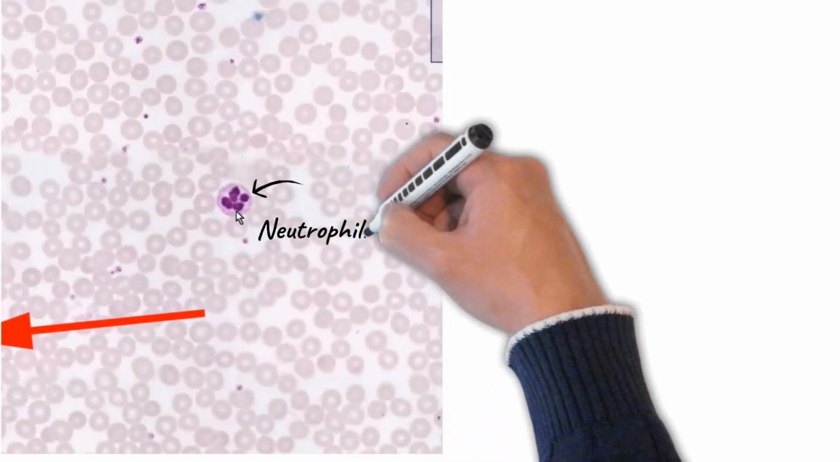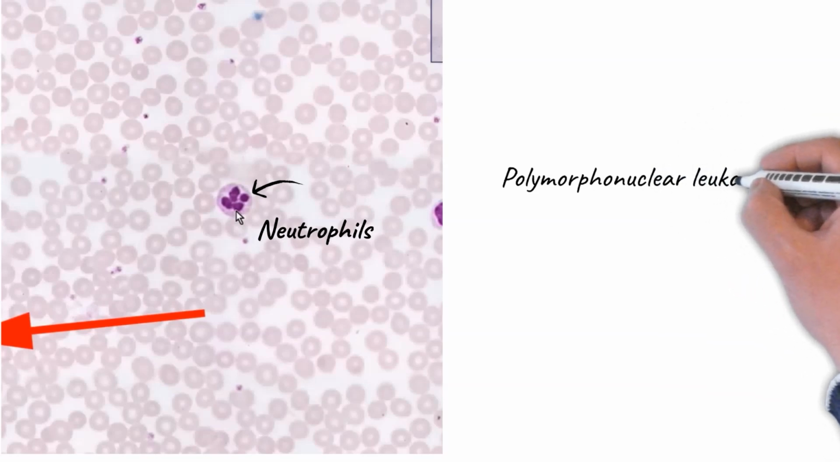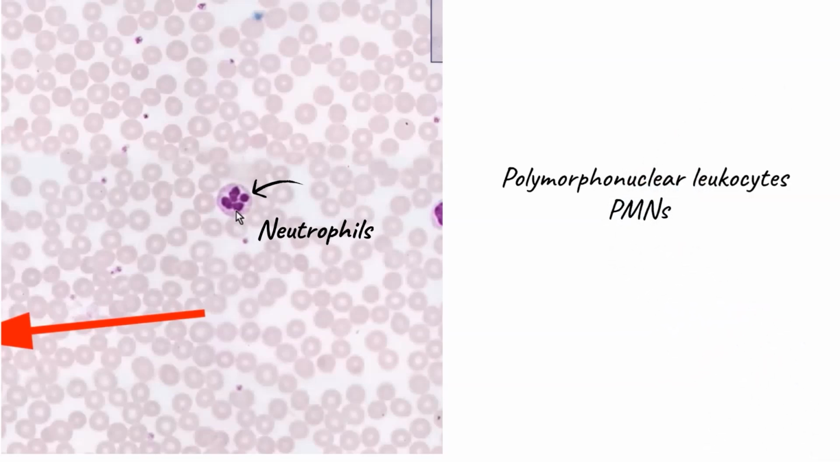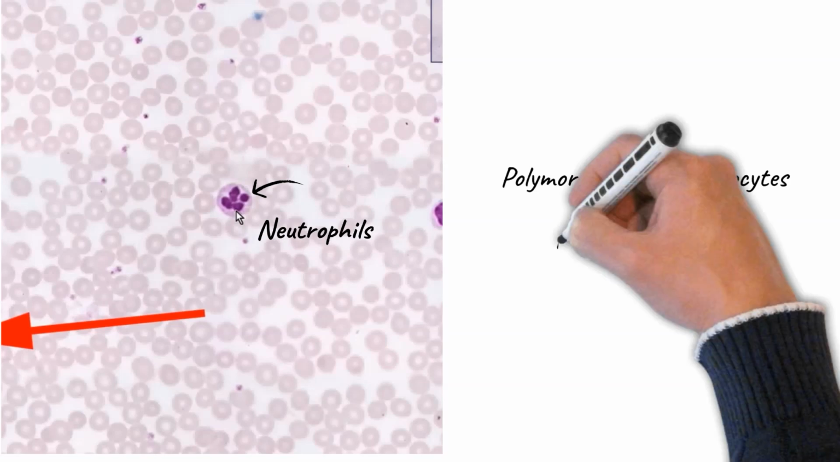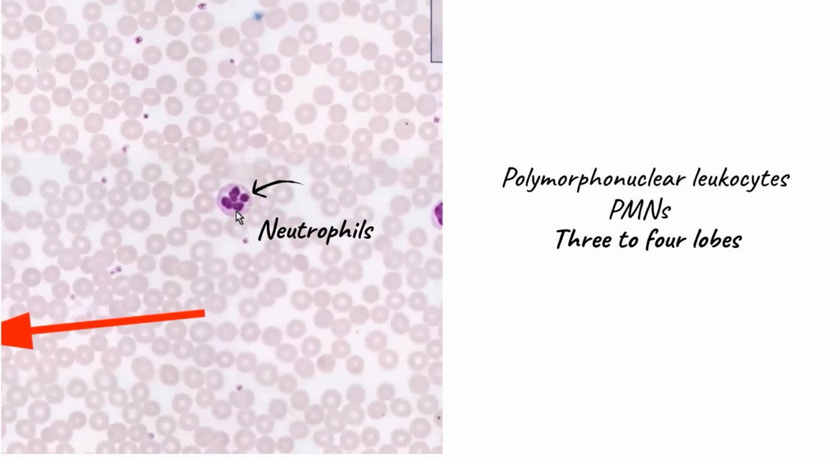Now, neutrophils are so-called polymorphonuclear leukocytes, or PMNs, because their nucleus has multiple lobes. The average neutrophil nucleus has about 3 to 4 lobes. These cells play a key role in defense against bacterial infections.